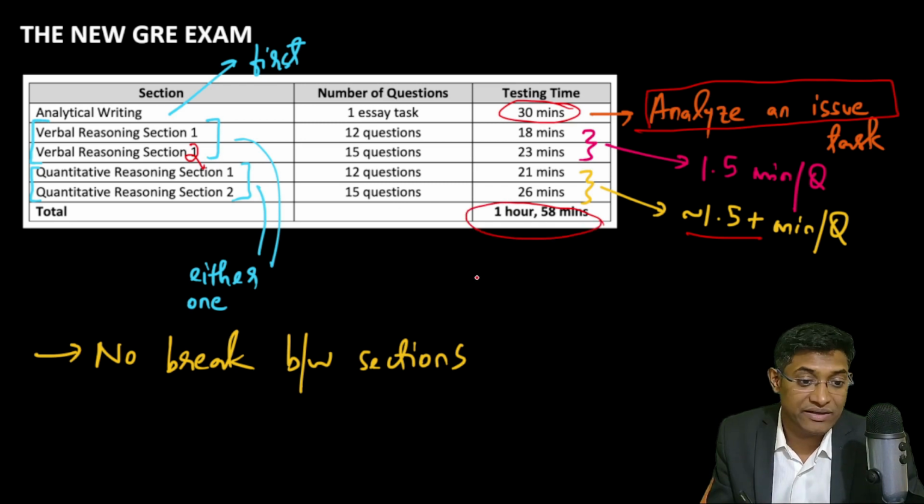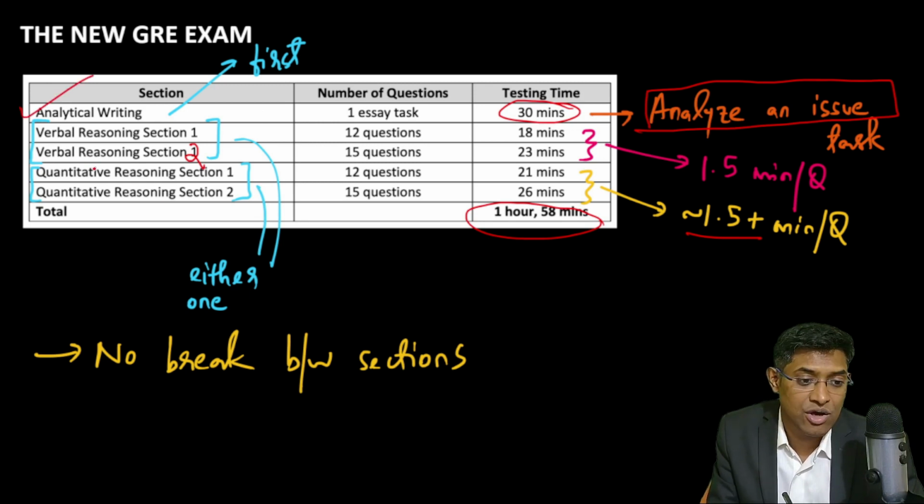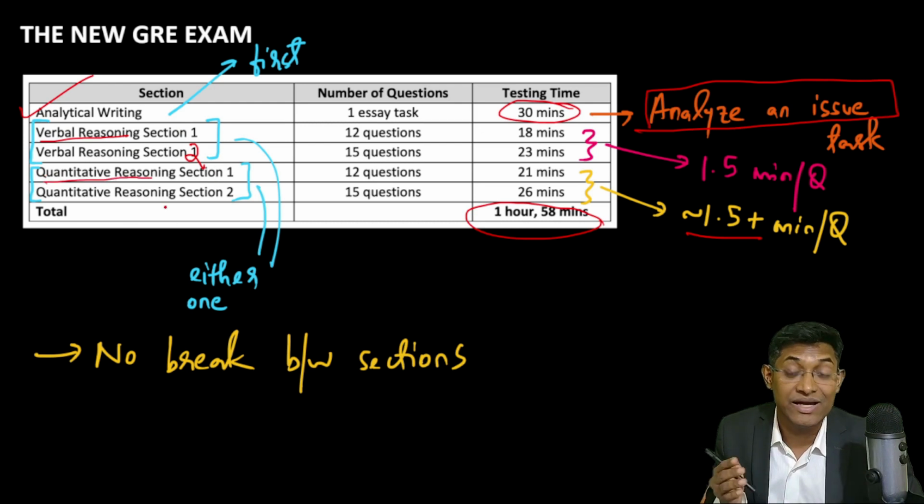So just to quickly revise, you have the analytical writing section first, then you may either get the verbal reasoning section or the quantitative reasoning section, and in each of these, that is for verbal reasoning you have two sections, and for quantitative reasoning also you have two sections. Now the GRE is a section adaptive test, and we will discuss that in the upcoming part of this video.